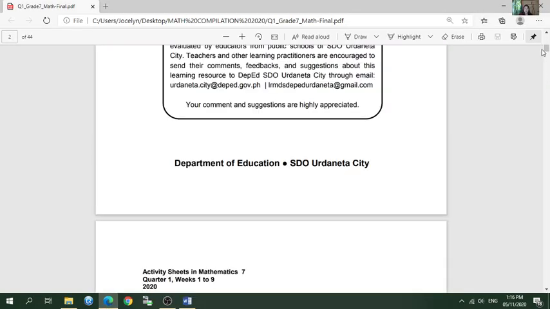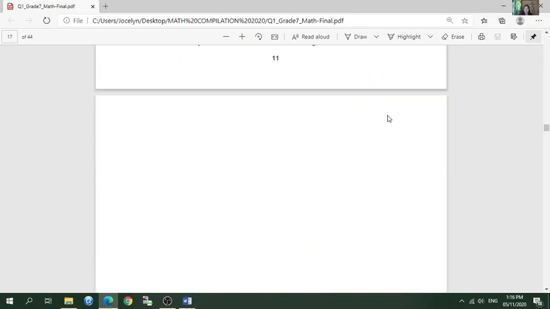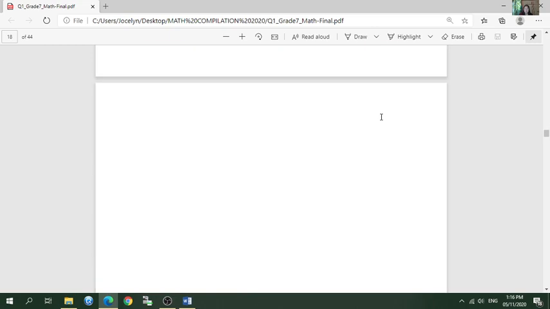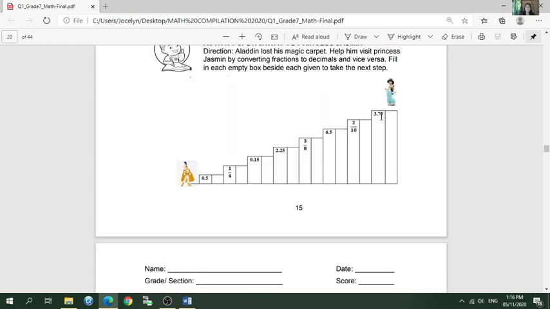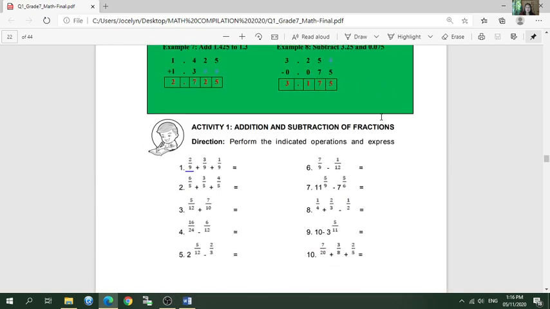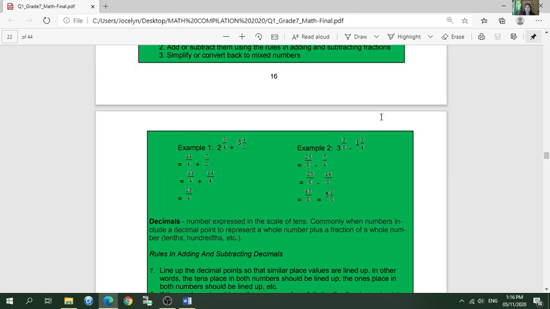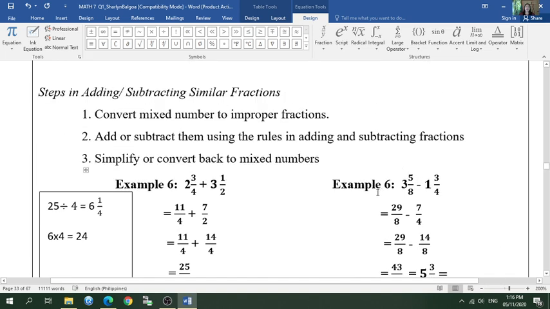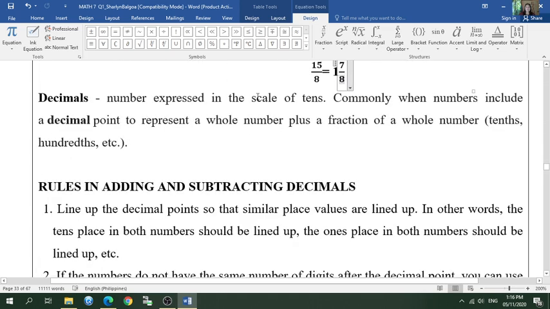Okay, tingnan natin dito. Hindi niya pinakita dito. May mali talaga doon. Okay, mas malinaw kasi ito kaya ito yung aking ginagamit. Okay, so that's all about adding and subtracting similar and dissimilar fractions. Next, how about decimals?